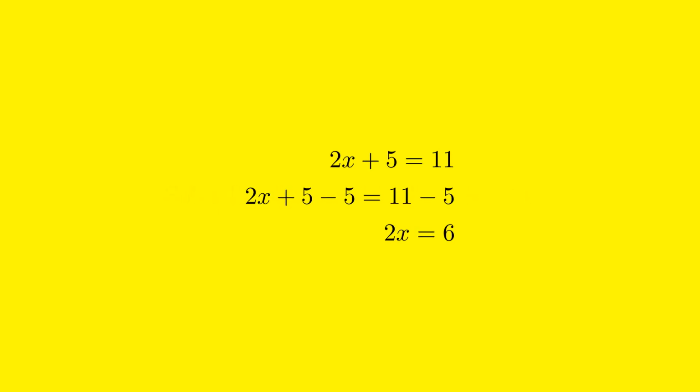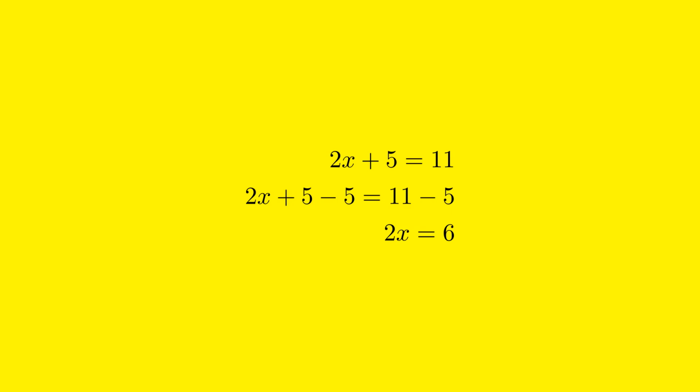Step 1. To solve for the variable in the equation 2x plus 5 equals 11, we first need to isolate the term with the variable. Currently, the equation reads 2x plus 5 equals 11. In order to isolate 2x, we must eliminate the term 5 from the left side. To do this, we need to subtract 5 from both sides of the equation.